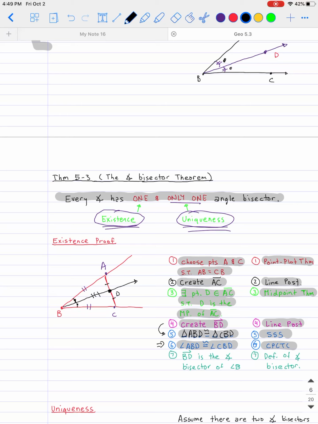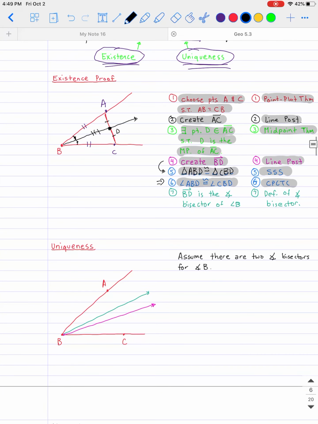And we can clearly see that D is in the interior, so we don't have to worry about that discrepancy in the picture. So there's the existence proof. We showed that the angle bisector is there.